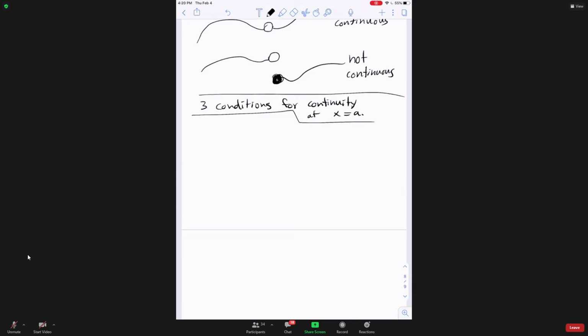All right. So now, first condition: the limit as x approaches a of f of x must exist. Second condition, f of a must exist.